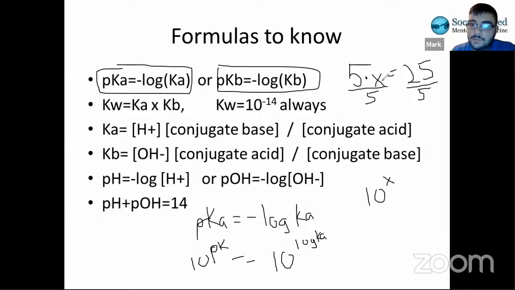Just like if you multiply something by 5 and divide it by 5, you can cancel out. If you take the log of something and 10 to the power of that, you can cancel out. So 10 and log cancel out. All you're left with is 10 to the pKa equal to Ka, essentially. It's actually negative, but yeah.